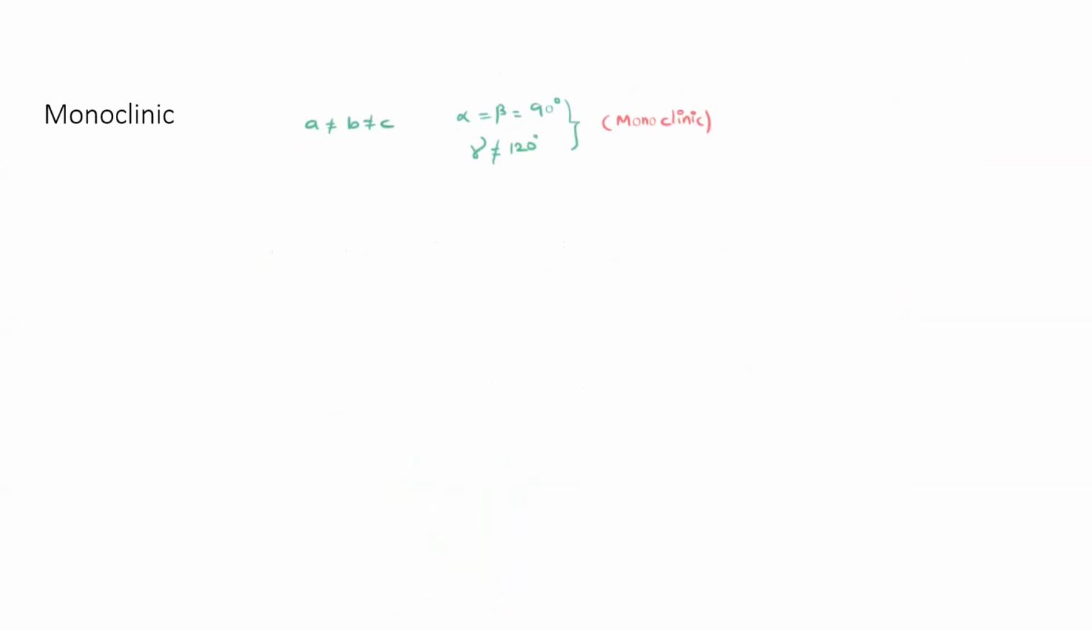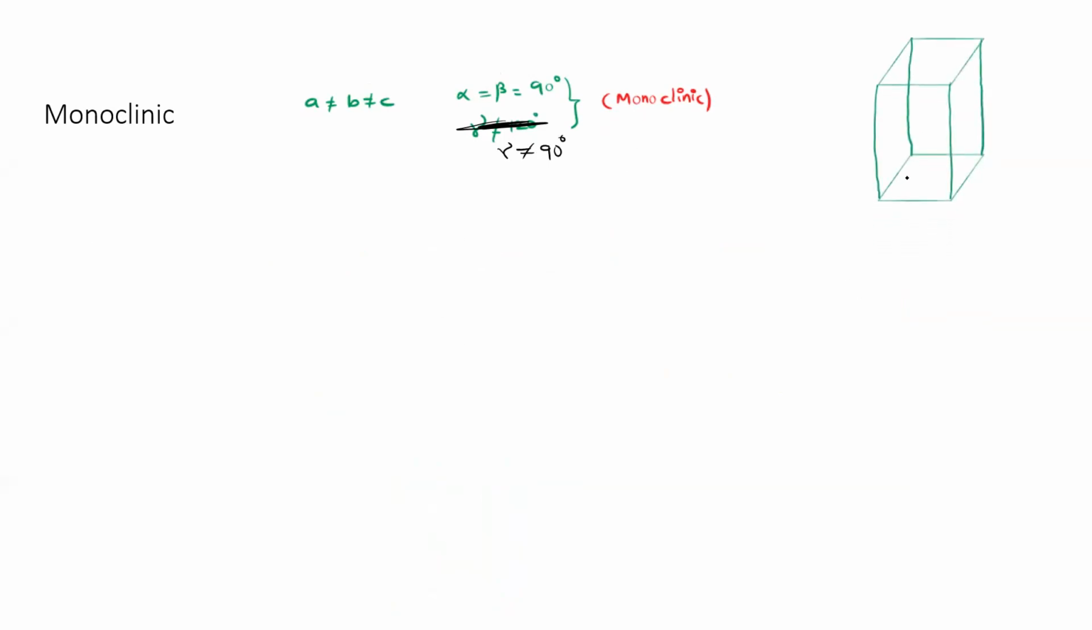The next one is the monoclinic. Monoclinic, actually, it's not like that: alpha and gamma are 90 degrees, and beta is not equal to 90 degrees. So this is the monoclinic structure. Here also the same A, B, C: the edge lengths are not equal, and two angles are equal, but one angle is not equal.